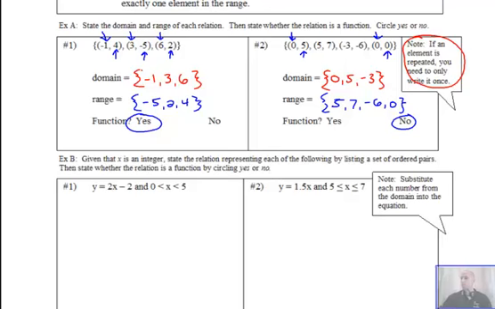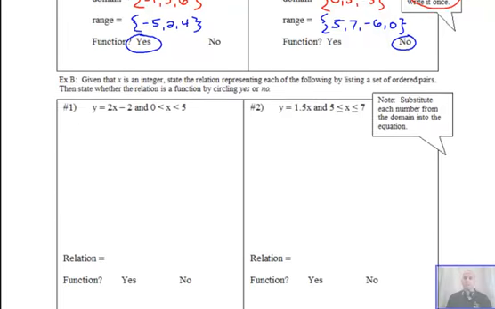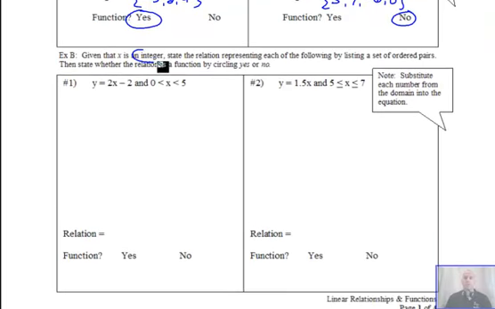Example B. Given that x is an integer, let's examine what the word integer means. An integer is a whole number, positive or negative, and it also includes 0. So for example, -3, -2, -1, 0, 1, 2, 3. Those are integers. No decimals, no fractions, no imaginary numbers.